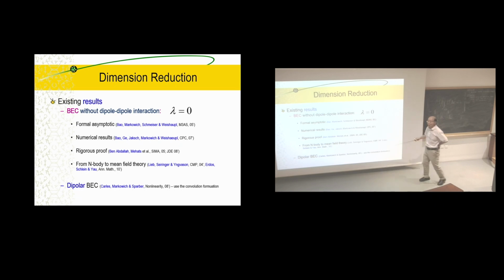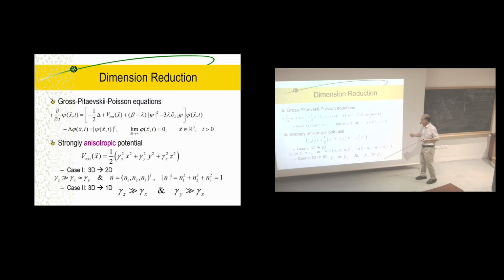Of course, I want to mention here going from N-body to this mean field for lambda equals 0. That is the very famous formal work by Lieb, Seiringer, and Yngvason, and also by Erdős, Schlein and Yau. They have papers of over 100 pages to show this reduction. But here what we do is go from 3D to 1D, supposing the trapping potential is anisotropic. Obviously for dipole interactions, before us, some people used the convolution formulation. What we do is use this formulation to do it much more simply.